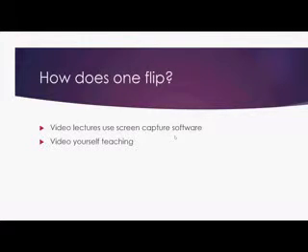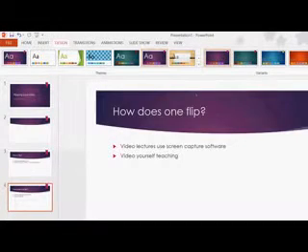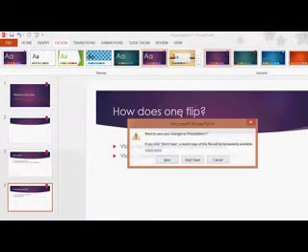There are 2 ways to flip your class. One is to use screen capture software, and this is like what we're doing today with Adobe Captivate, or you can actually videotape yourself teaching. So that's just a little sample of how we would use Captivate.